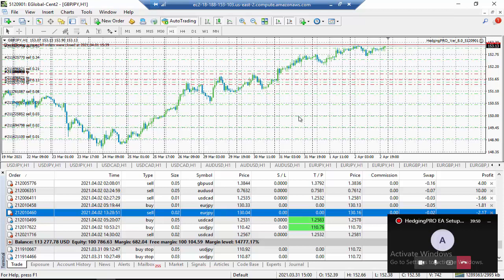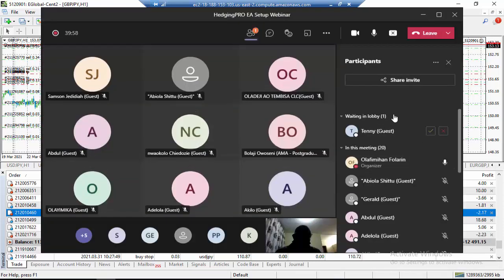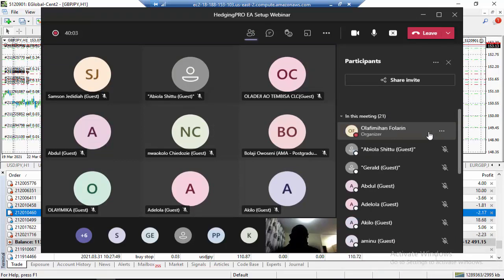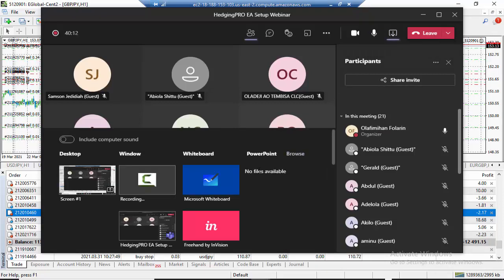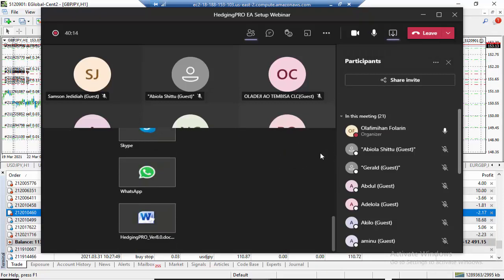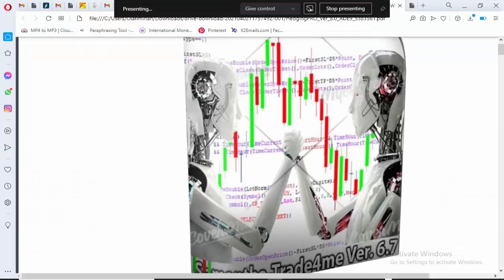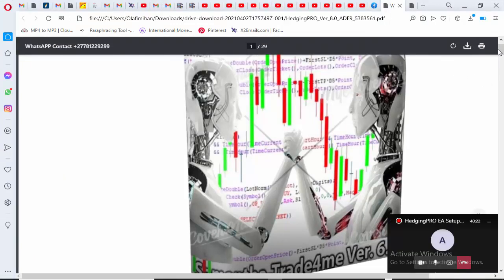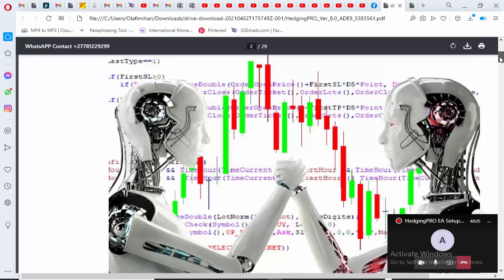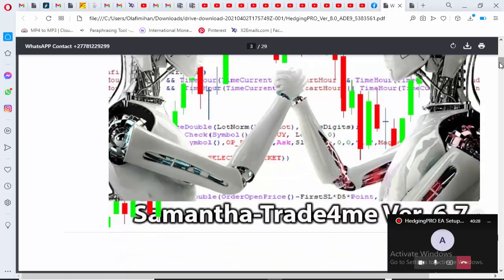So now I'm going to quickly go back and show us the manual, and I will explain each step, each parameter in the manual. After that, I will come back to explain what was going on in my mind when I was giving you all this setup. Now, let me quickly stop the screen I'm sharing and come to the manual again. This is the HedgingPRO manual. I think all of us are seeing it. Are we seeing it, please?